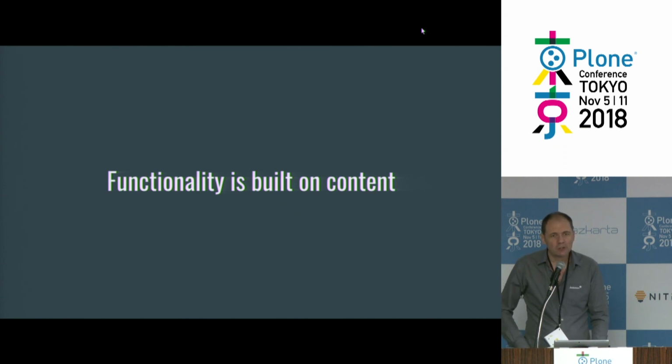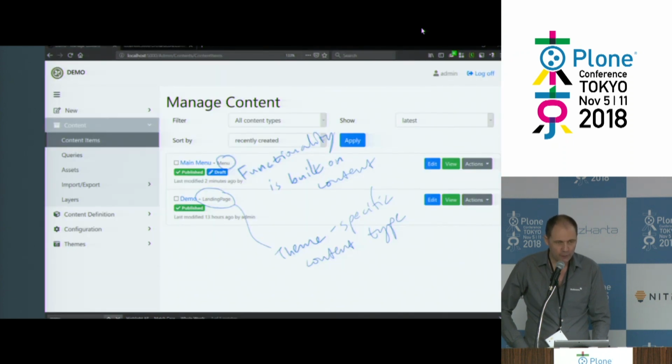What I like in Orchard is the function. All the Orchard functionality is built up from content in the CMS. So what that means is, for example, menu items are content instances.